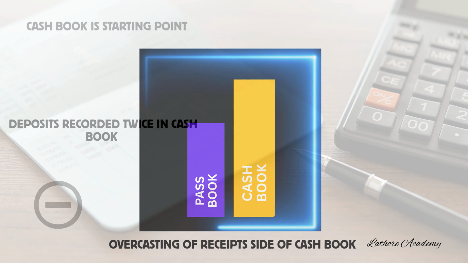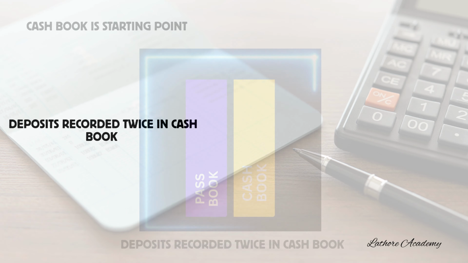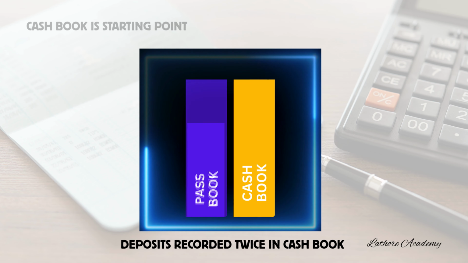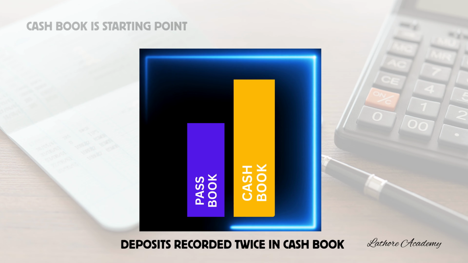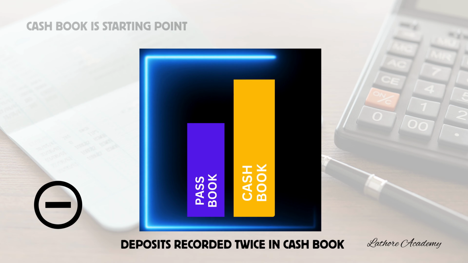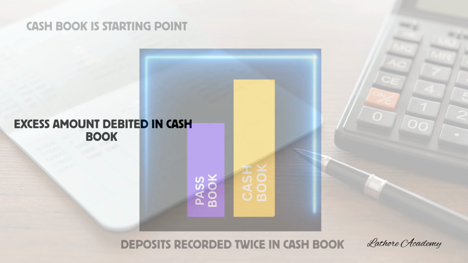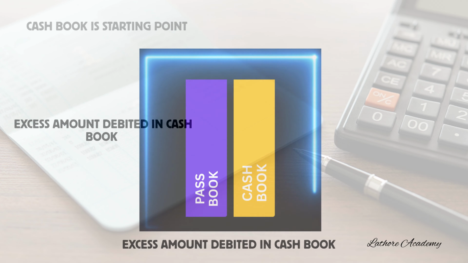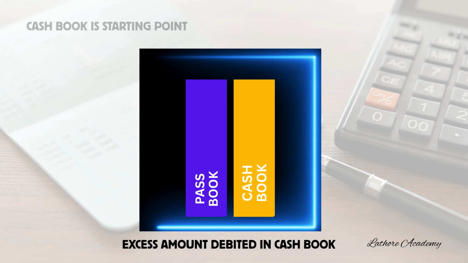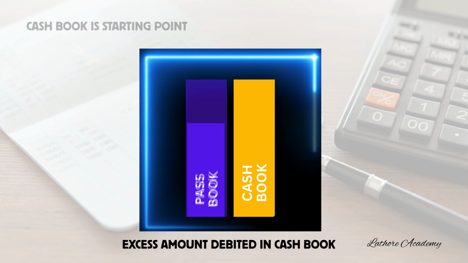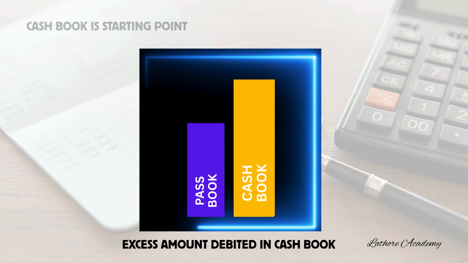Another transaction, deposits recorded twice in the cash book. If you have recorded the same deposit twice, your cash book shows more than the passbook. We have to subtract the duplicate entry, isn't it? And the last transaction, excess amount debited in cash book. If you have recorded a receipts more than the actual amount, your cash book balance is more than it should be. Since we are starting from the cash book, we have to subtract.